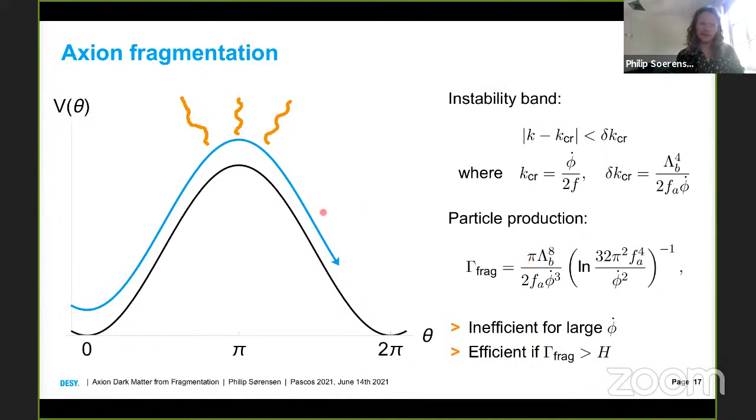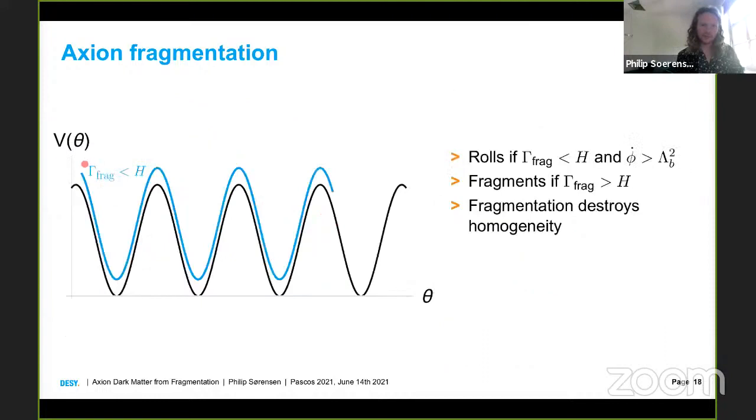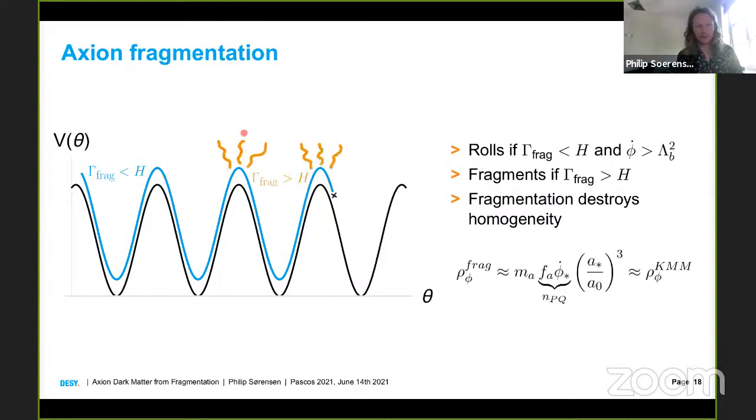So what happens is something like this. You first have the field rolling, passing barriers, and then as the field slows down by Hubble, particle production by fragmentation becomes more and more efficient. Now, if this becomes efficient before it's stopped by Hubble friction, then you can really have this rapid particle production where all the kinetic energy is dumped into particles, and the field is stopped.